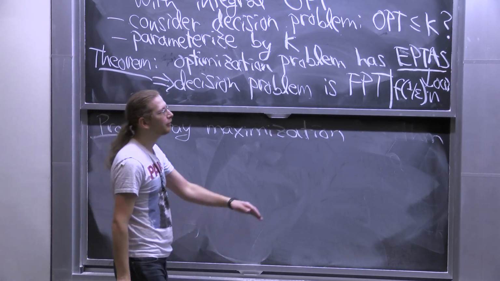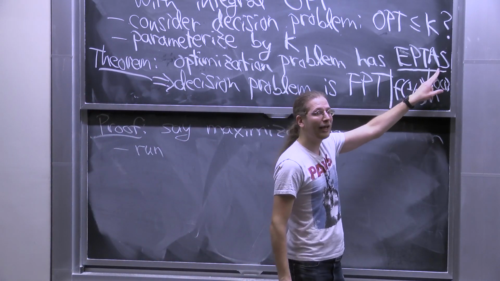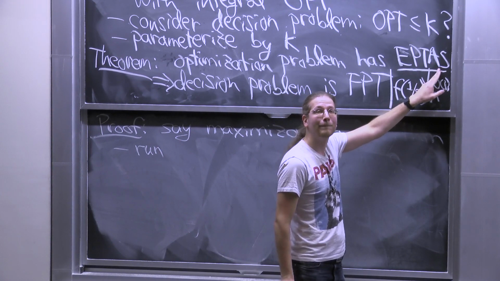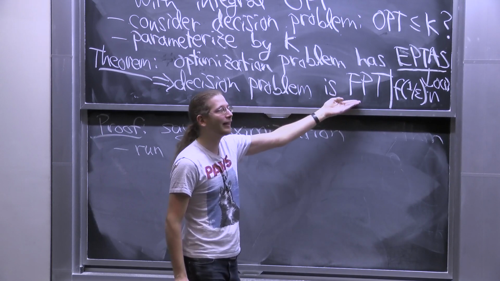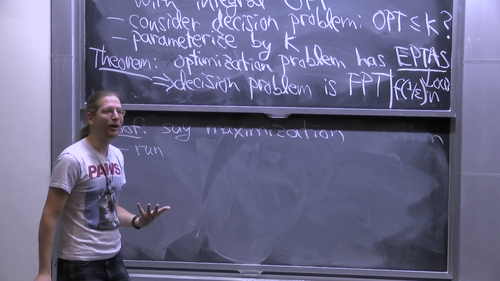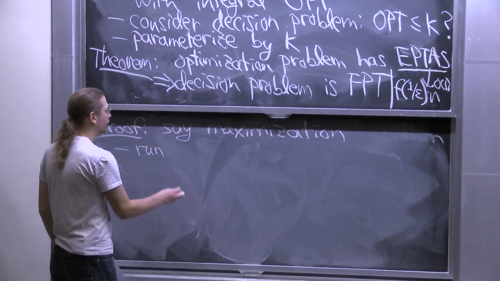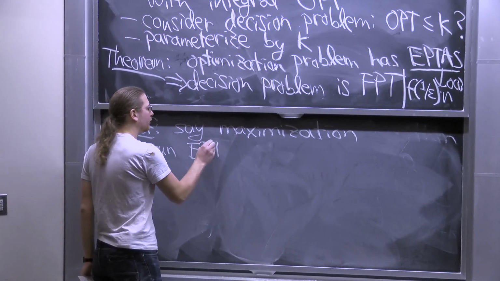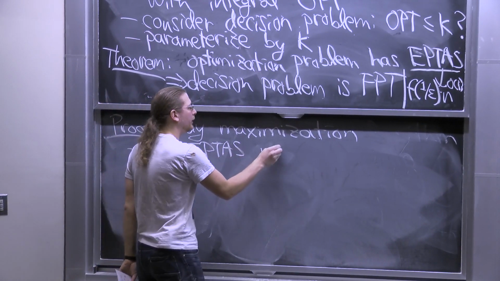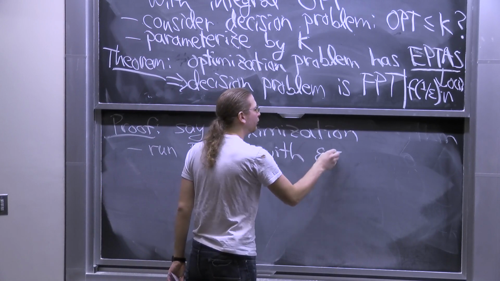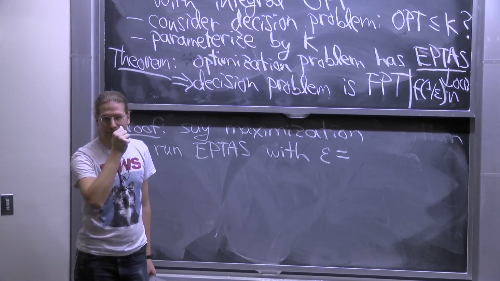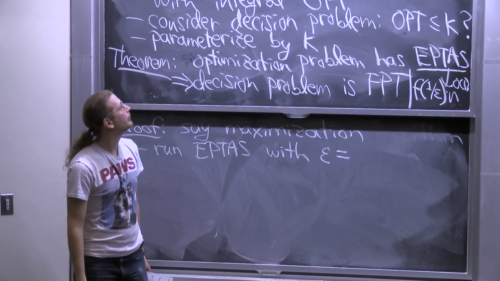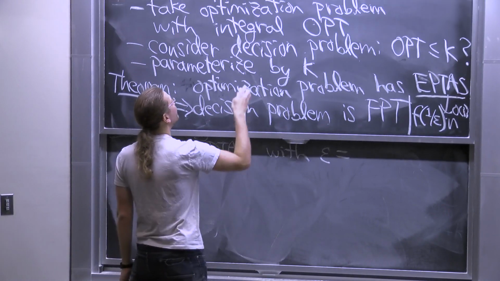Now, the EPTAS, this is an approximation scheme. It has an extra input, which is epsilon. We need to choose epsilon, because we're trying to solve it exactly. But there's no epsilon in that problem. So we've got to make one up. Let's run the EPTAS with, anyone have good intuition? What should epsilon be? Remind you of this.